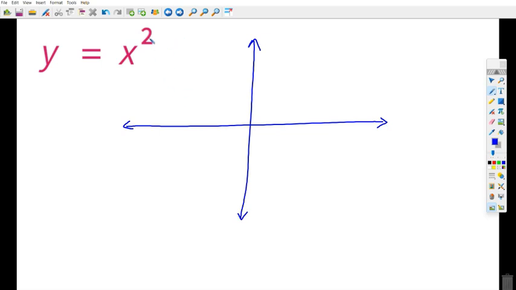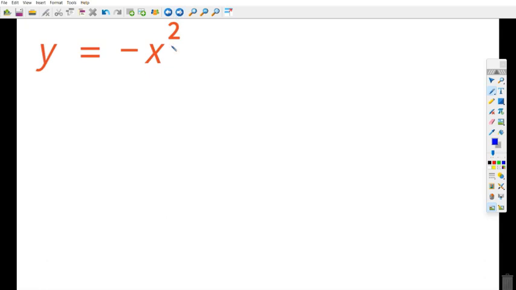Alright, so where's my turning point going to be? Can you remember? Yeah, it's going to turn here in the middle. Alright, and we're going to go down and we're going to turn. Alright, and that's what my basic parabola looks like. Alright, now if I look at this one, we say it's negative x squared. How do you think that's going to look?